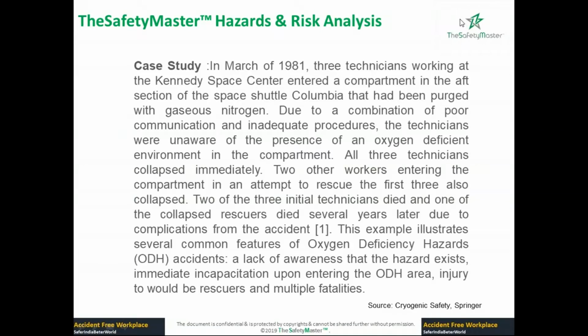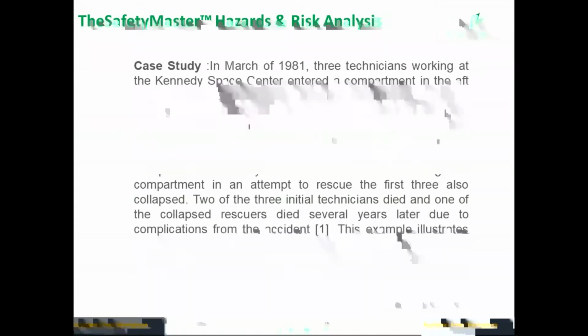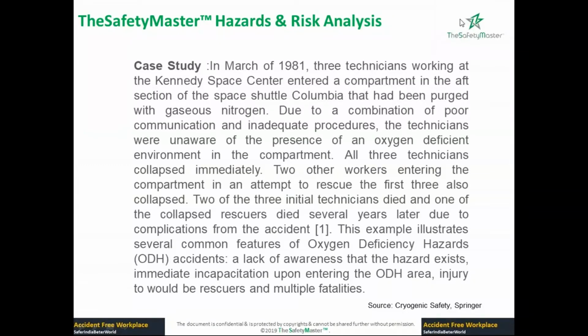In the case study, in March 1981, you can read it. Let me give it in very short form. There were 3 technicians working at Kennedy Space Center. They entered a compartment in the Space Shuttle Columbia program which had been purged with gaseous nitrogen. Communications were not clear, or the procedures were not clearly defined, and the technicians were not aware that there was an oxygen deficiency problem.